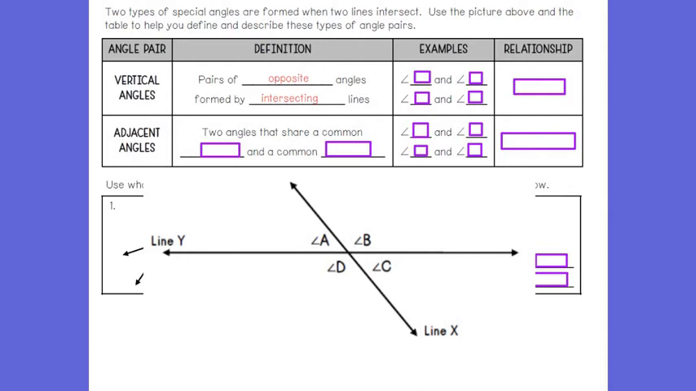Can you turn that brightness down? Okay. Do it again.